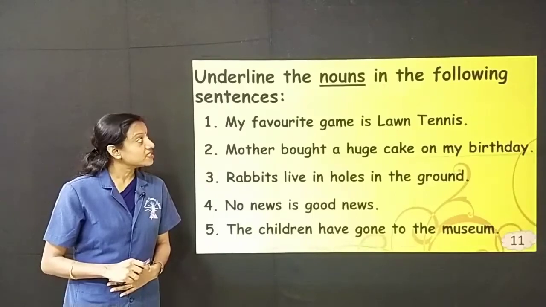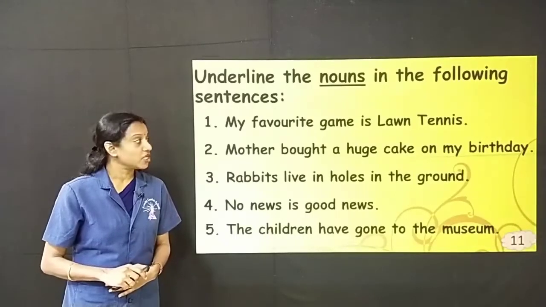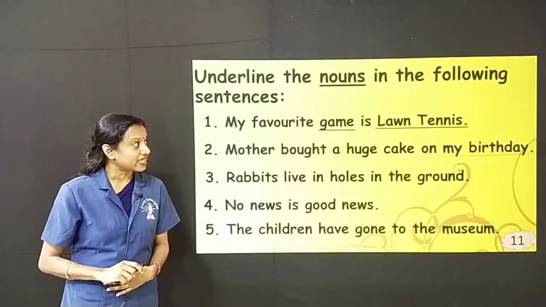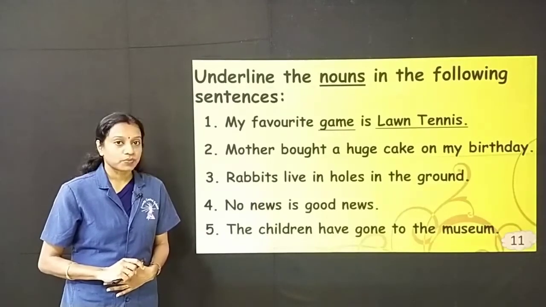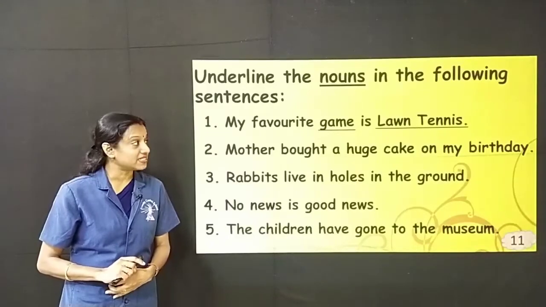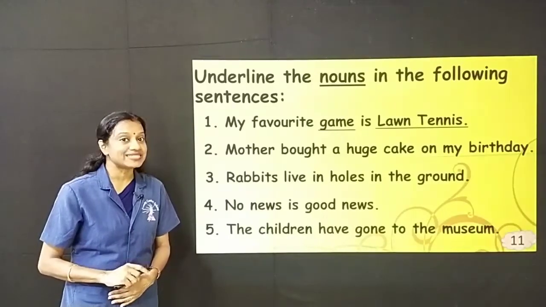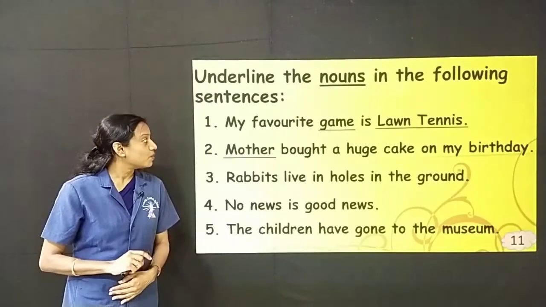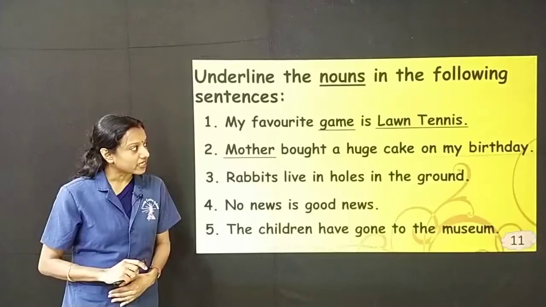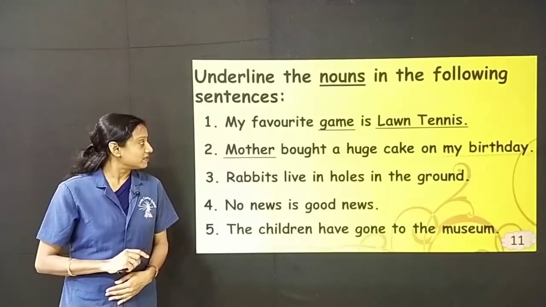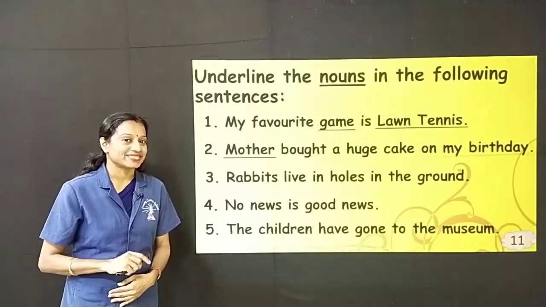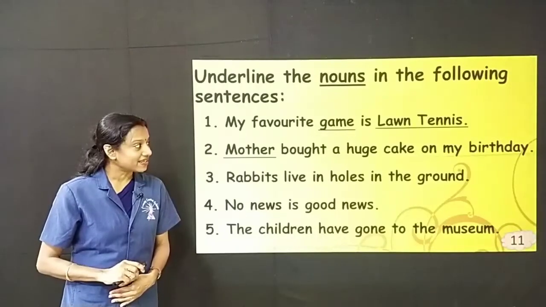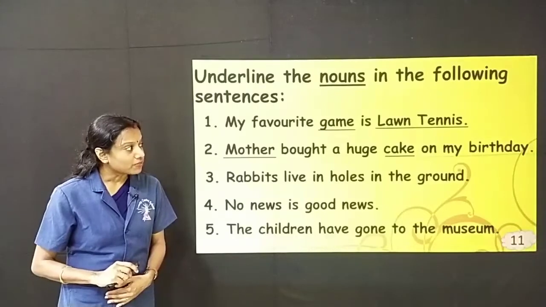My favorite game is lawn tennis. So children, here game is a noun and lawn tennis, it's a proper noun because they are written in capital letters. Lawn, L is capital, tennis, T is capital. Number 2, mother bought a huge cake on my birthday. So mother here is a person, is a noun here, and bought a huge cake. So cake again is a thing here, on my birthday.